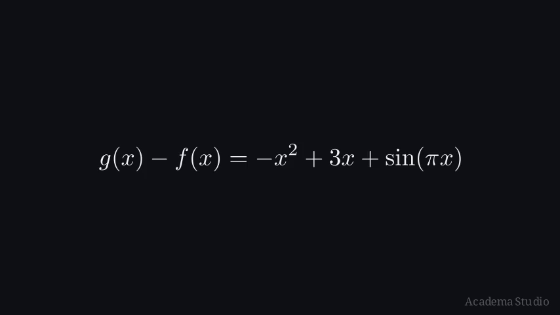We use A of x here to mean cross-sectional area, not the same as the area of the region. From part A, we already found g of x minus f of x equals negative x squared plus 3x plus sine of pi x. So the cross-sectional area is x times negative x squared plus 3x plus sine of pi x. To find volume from cross-sections, we integrate the cross-sectional area. The region extends from x equals 0 to x equals 3.